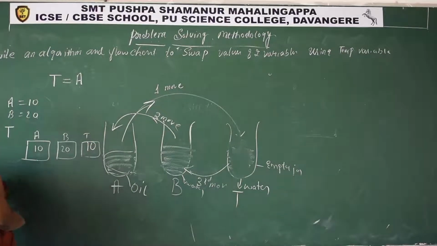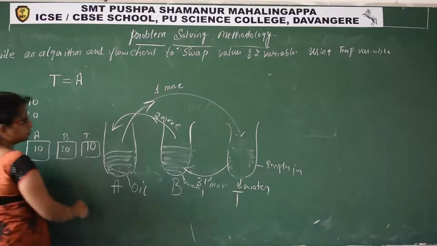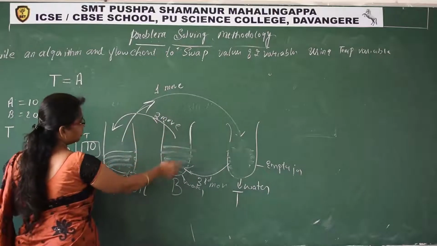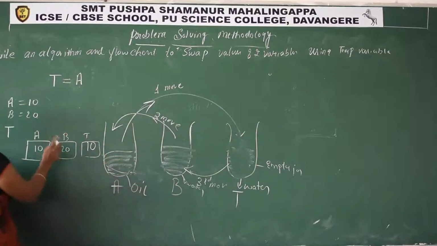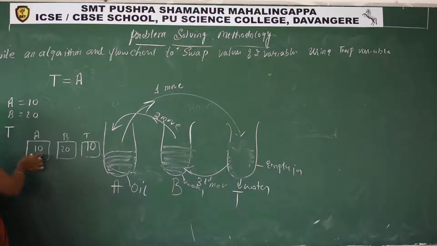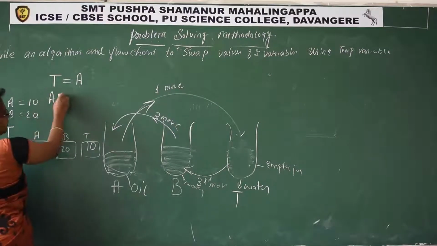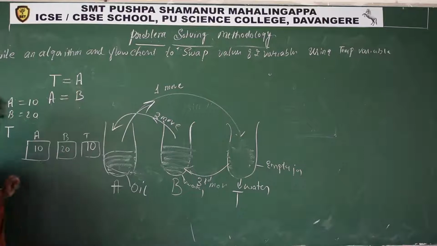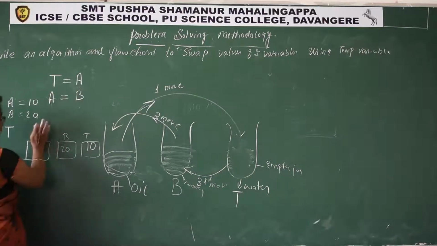Next, in the second move, B to A. Now the content of B moves to A. We have to copy this value to this variable. Now who is the container? A. A is equal to B. Now this value is overwritten by B.